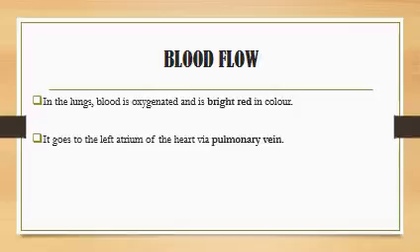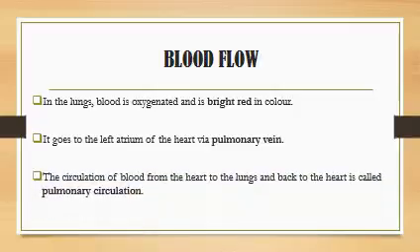So the pulmonary vein, though it is carrying oxygenated blood, this blood is taken to the heart. The circulation of blood from the heart to the lungs and back to the heart is called pulmonary circulation.